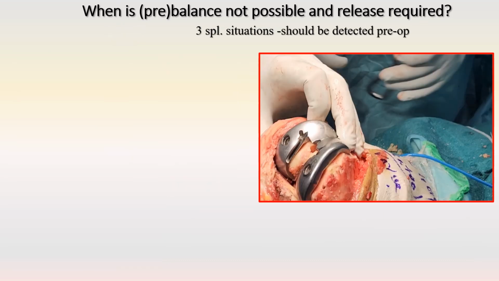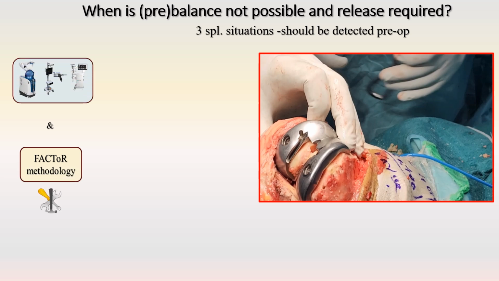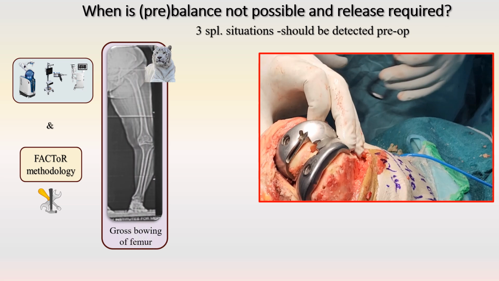So we have to know when is pre-balance not possible and soft tissue release required. There are three special situations as we discussed earlier, and these must be detected pre-op. One must not wait till the end of surgery to find out that you need release. This is true for both robotics as well as factor methodology. The three special situations are: number one, the white tiger CPAKs.